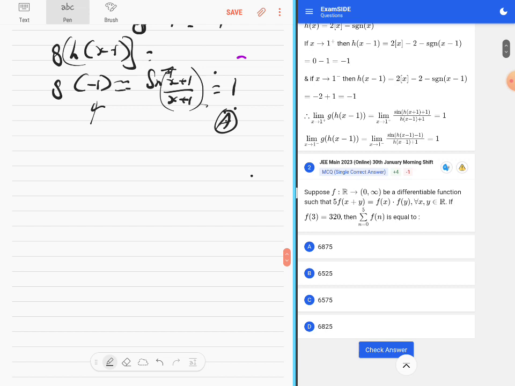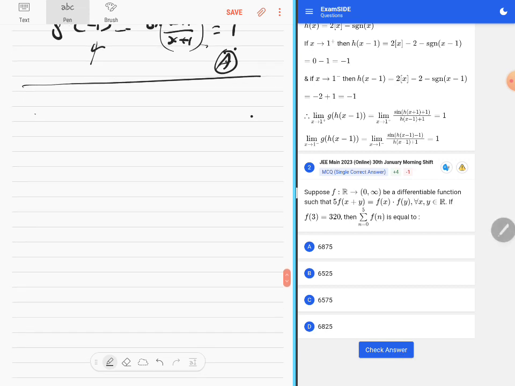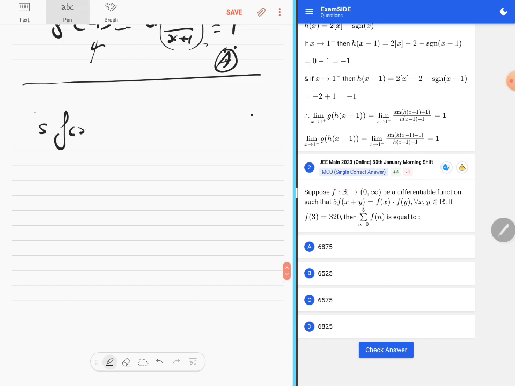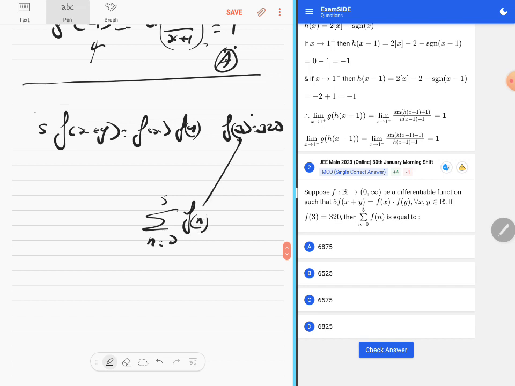So the next question is: 5 times f of (x plus y) is equal to f of x into f of y. They've already given f of 3 is equal to 320. They're asking you to find the summation of f of n, where n is 0 to 5. Now you have to find f of 0, f of 1 till 5.